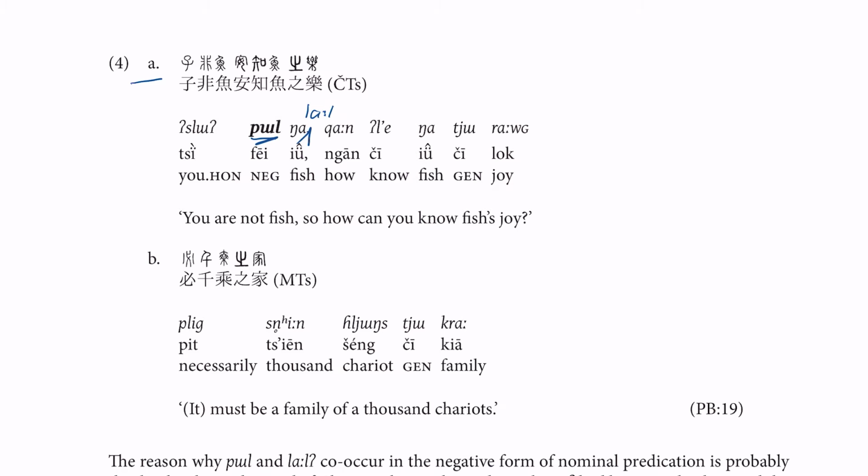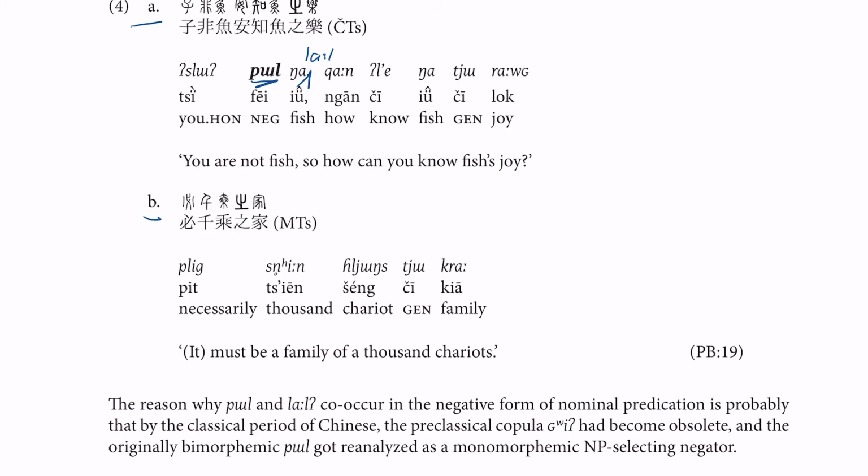And in the B sentence, Plig sning hlungs tu kra, which says necessarily 1,000 chariots, a genitive marker, family. So necessarily a family of 1,000 chariots. This is describing a kind of family, and it is a big nominal predicate. Usually we would end this kind of sentence with a lao, plig snin hlungs tu kra lao. Okay? But again, here the lao final particle is omitted.